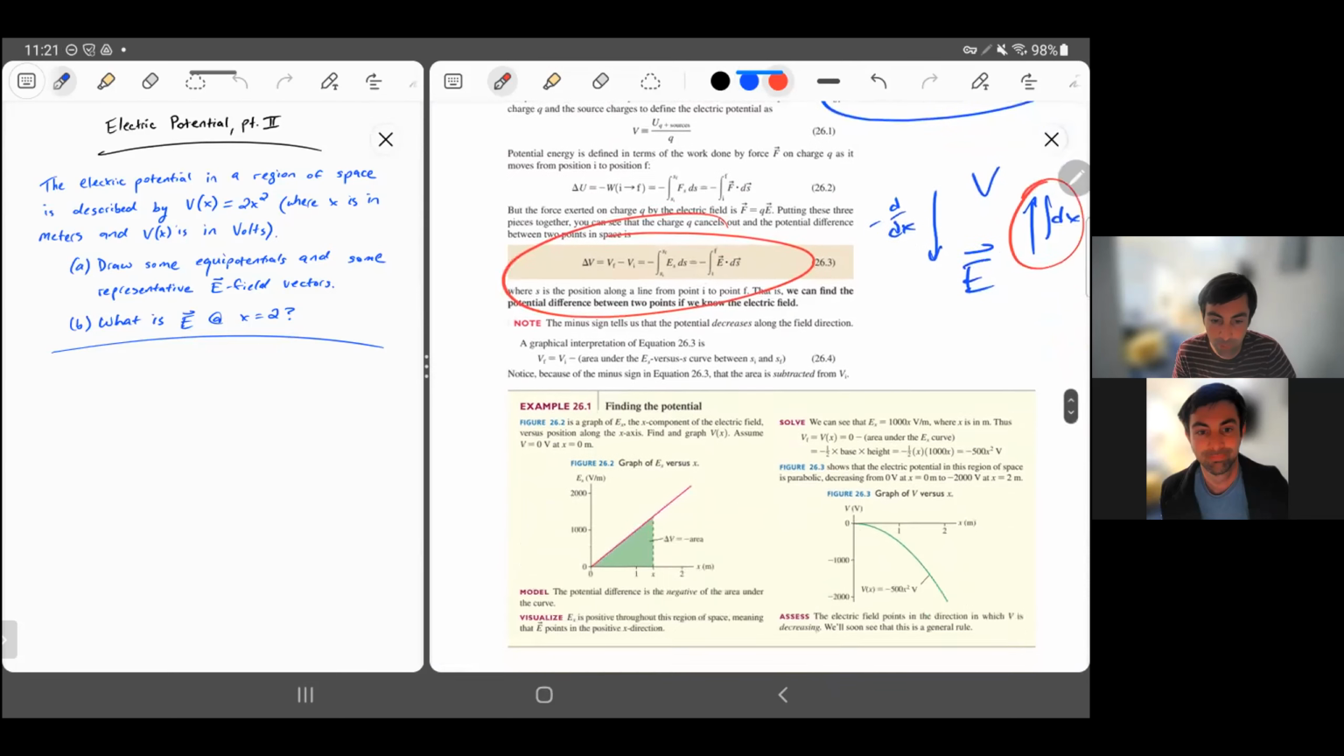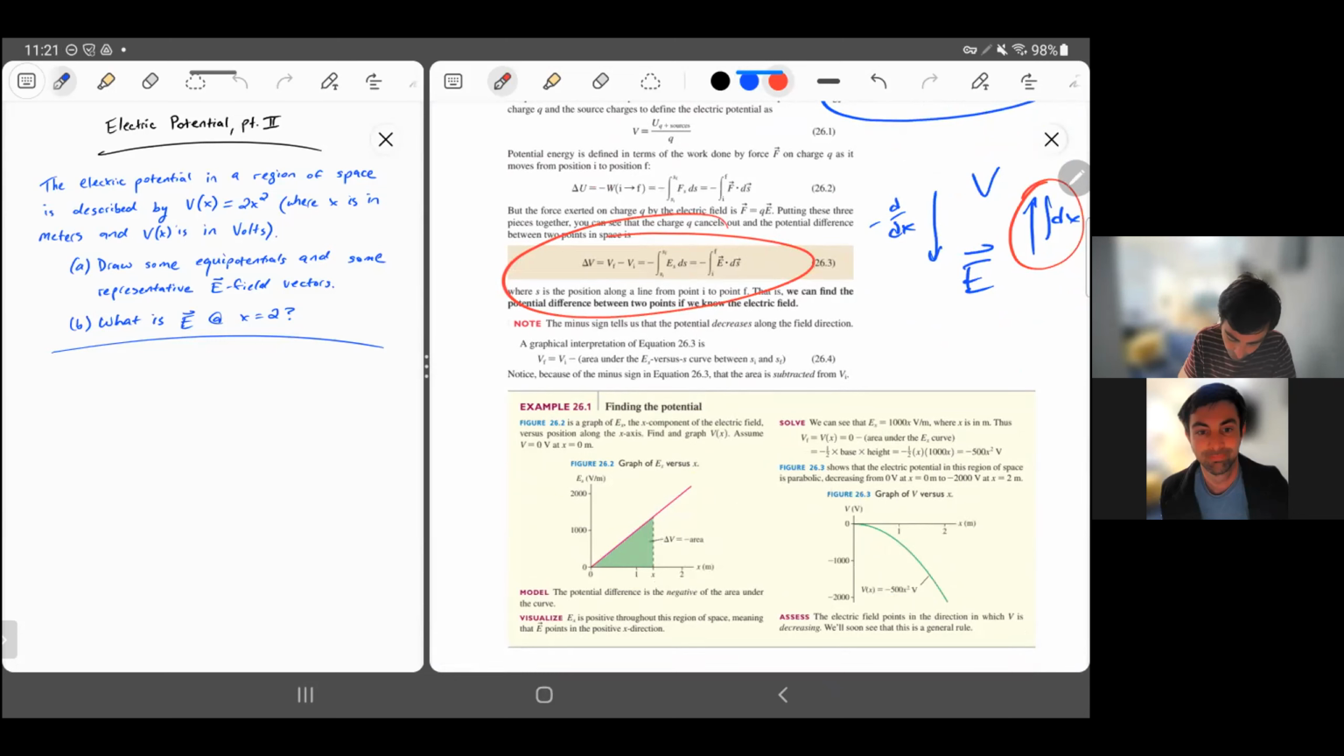So your book does an example of this. Again, given E, you're given the graph of Ex as a function of x, and you're asked to find the potential as a function of x, and you do minus the integral. So here it's a linear function. The integral of that is a parabola, a quadratic function. And the integral of this would be a concave up parabola, but this is concave down because of that extra minus sign.